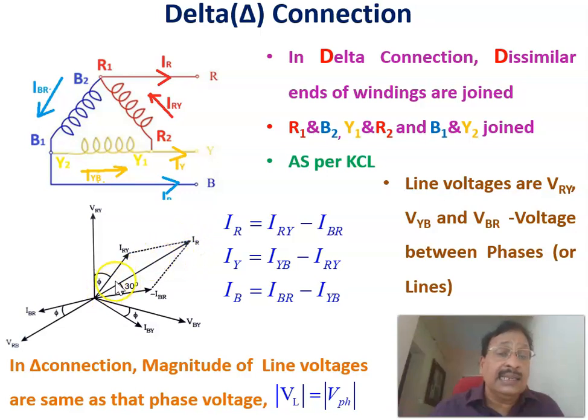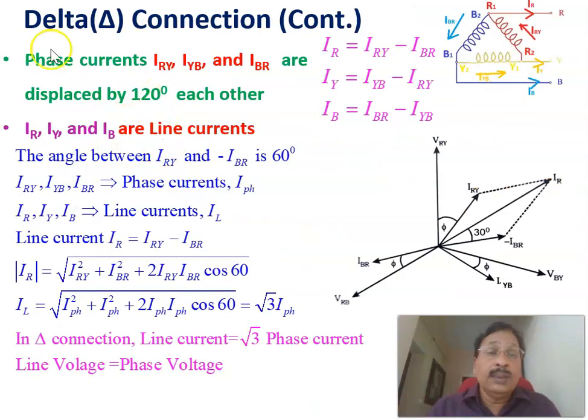This is the line current, in the same way as we showed the line voltage in the case of a star connected system. Therefore, in a delta connected system, the line voltage is the same as the phase voltage, but the line current, as derived, equals √3 times the phase current. In a delta connection, the magnitude of the line voltage is the same as the phase voltage. The magnitude of VL is the same as the magnitude of the phase voltage.